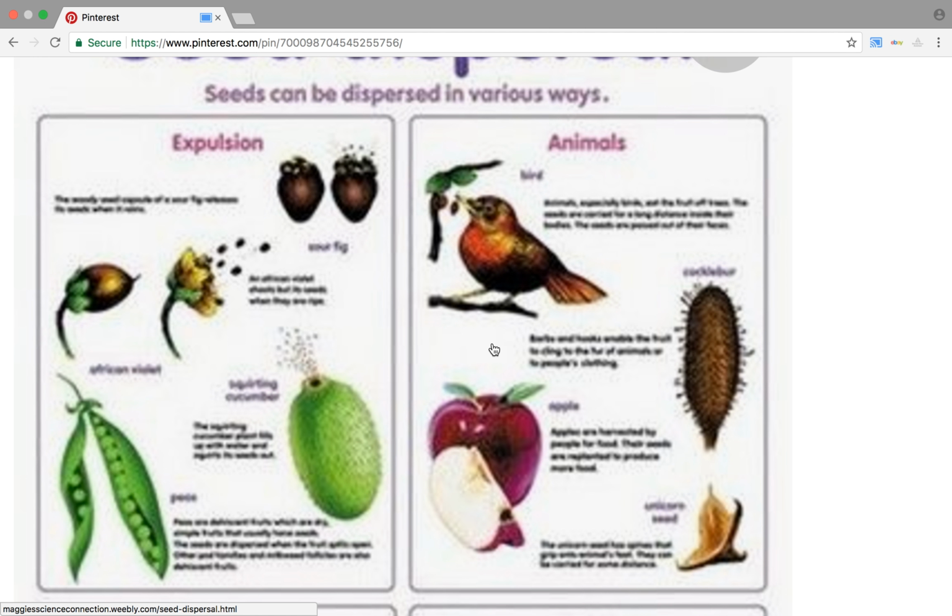Apple. What else? Mango. Yeah, because the mango is too big, the seed is too big. Papaya, right? Durian, rambutan, so many.